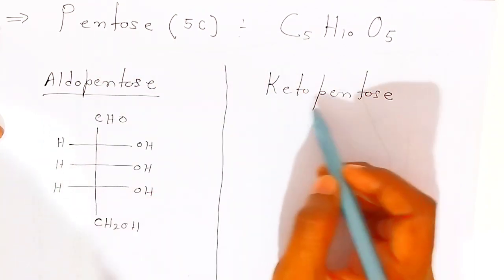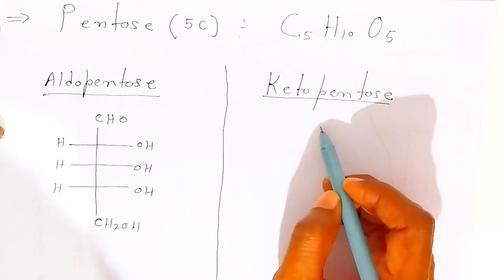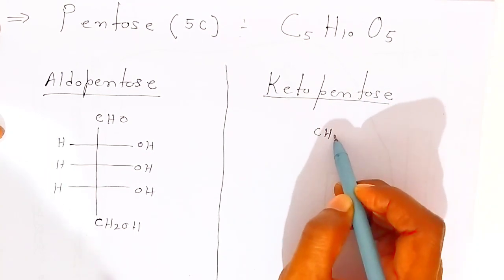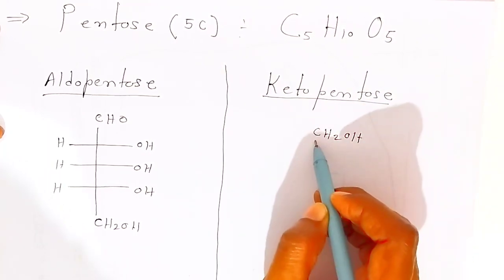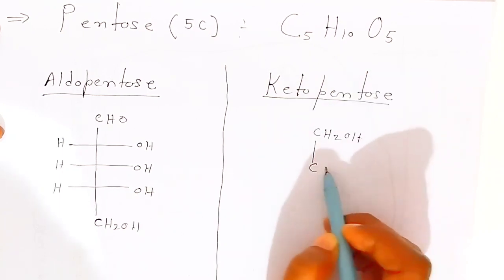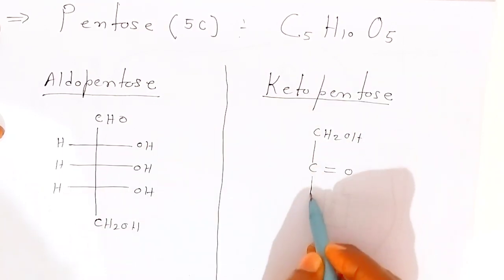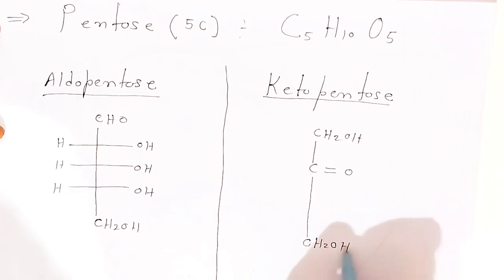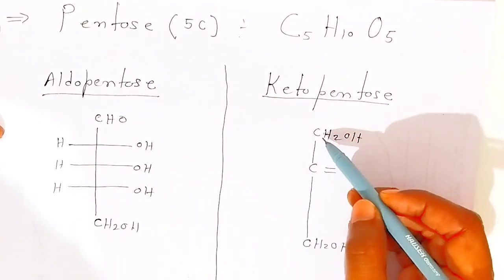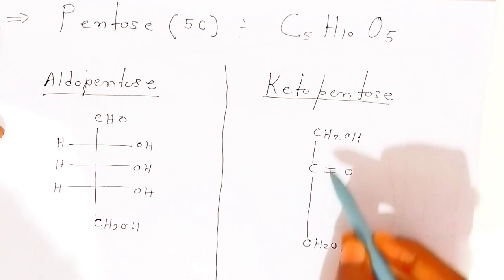Understanding, students? Now ketopentose, students. Here also you have to start the compound like this, CH2OH. Now here you have to introduce the ketone, so at the second position you have to draw the ketone. Now just draw like this, students, CH2OH. At the terminal, students, you have to draw CH2OH. Okay, students. Now here 3 carbons are there.